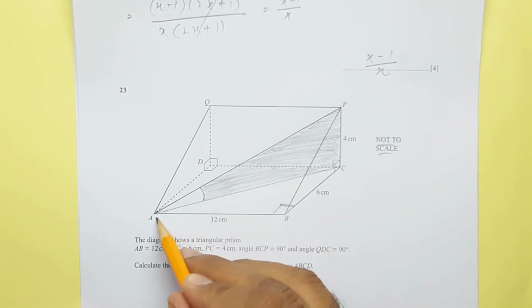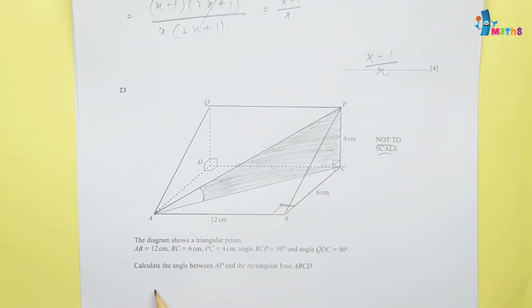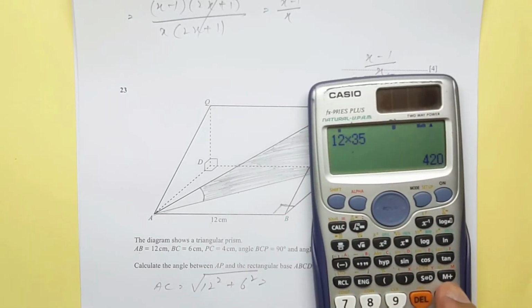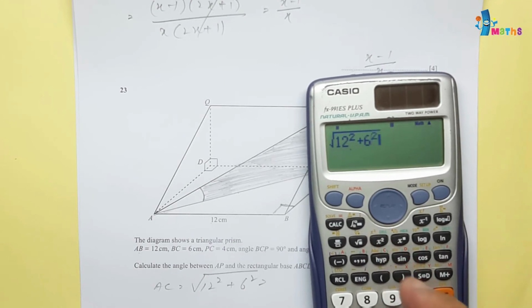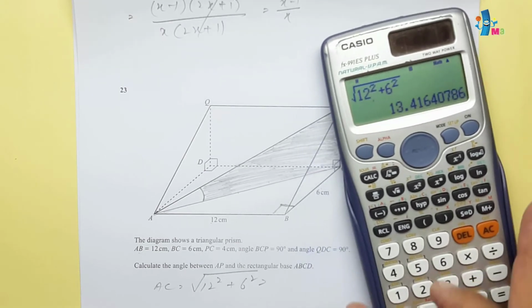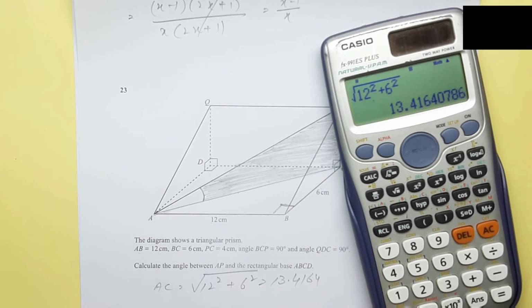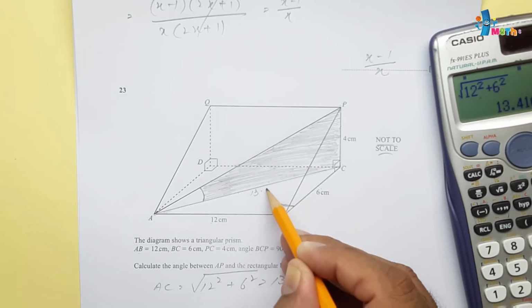These two sides we have, and this is the hypotenuse. We can write AC is equal to root of 12 square plus 6 square, and this will be equal to 13.4164, this value we have calculated.